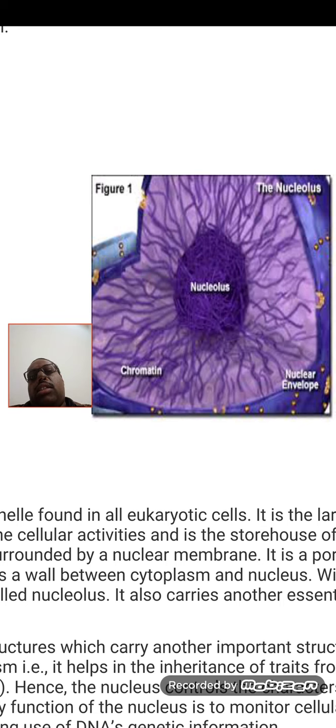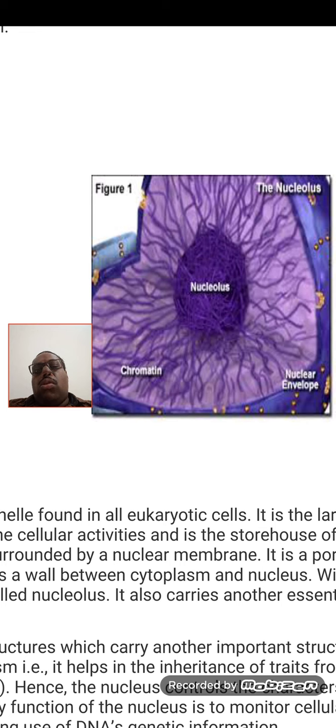Inside this you can see a very condensed area called the nucleolus. This area is responsible for RNA biosynthesis. That means it is responsible for synthesizing RNA, which we will study later. The nucleolus was first discovered by an Italian scientist, Fontana. I think you got this.